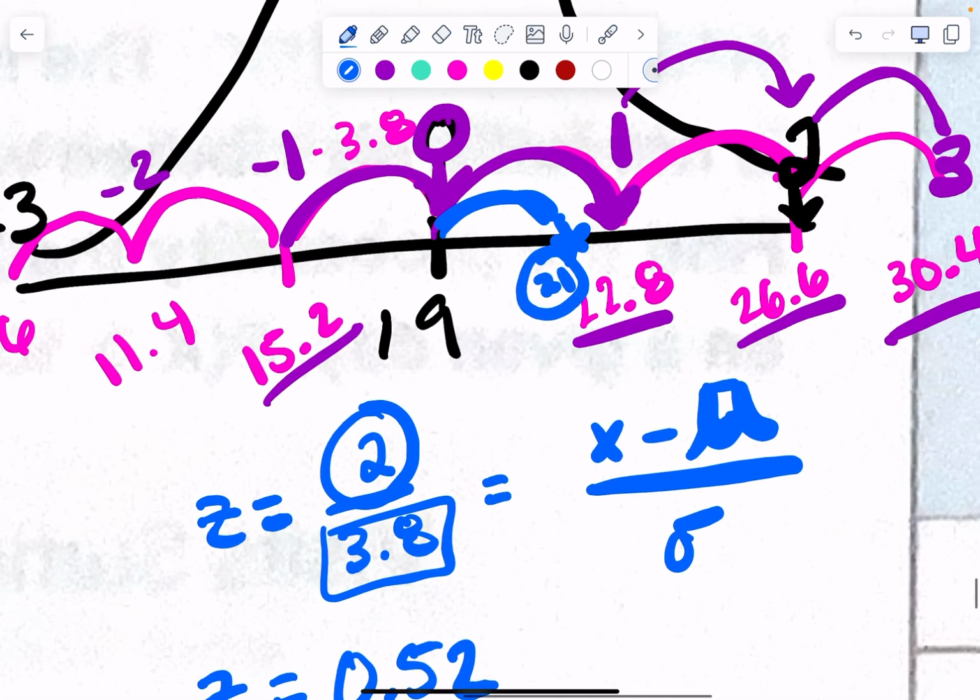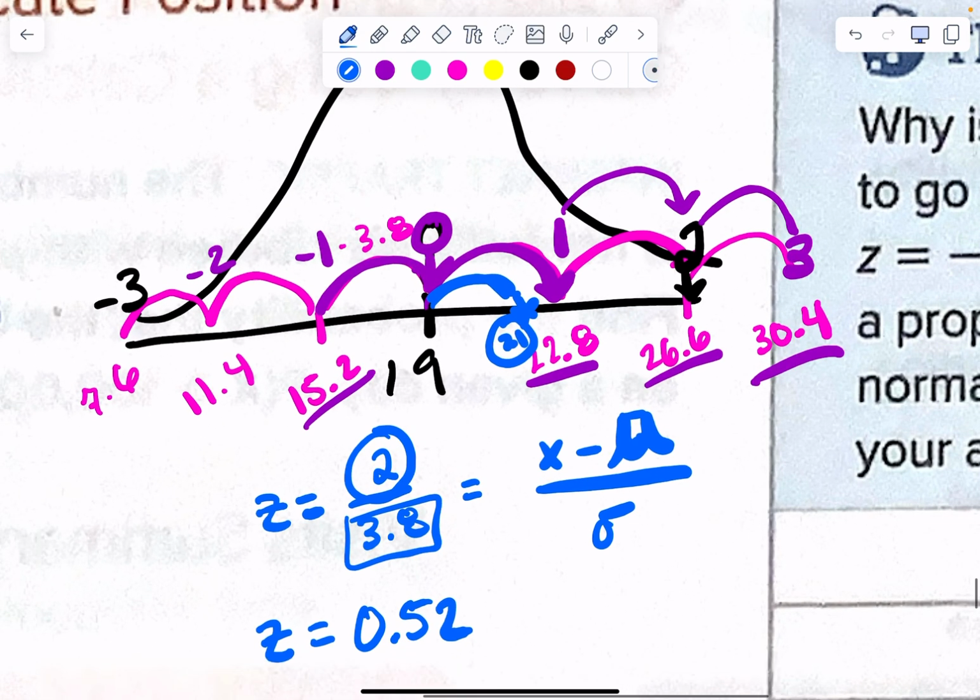0.52. That's what I would be for a z-score. I am 0.52 above average. I'm not quite 1 above average. I am 0.52, which is right here and kind of in the middle.